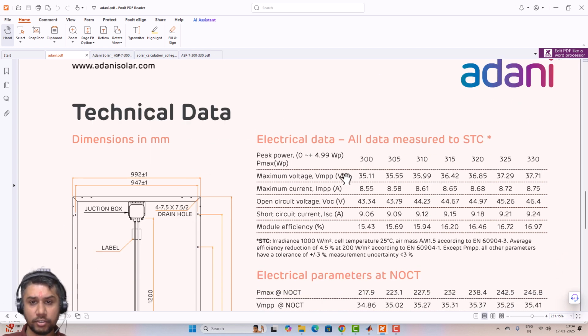Technical specification or datasheet that we have to enter for our system. We are considering the last one, the 330 watt peak value. So for this, VMPP is 37.71, IMPP is 8.75, VOC is 46.4, and ISC is 9.24 amperes. Module efficiency is 16.97% as per the datasheet.